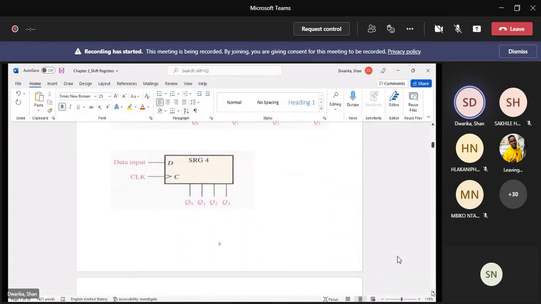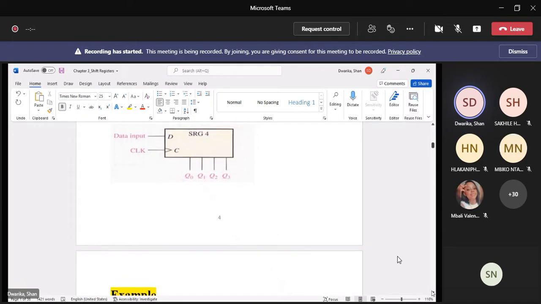Okay, that's the logic symbol for that serial in, parallel out shift register. You can see the data input is D, and the 4 outputs are Q0, Q1, Q2, Q3, as indicated by the logic symbol.